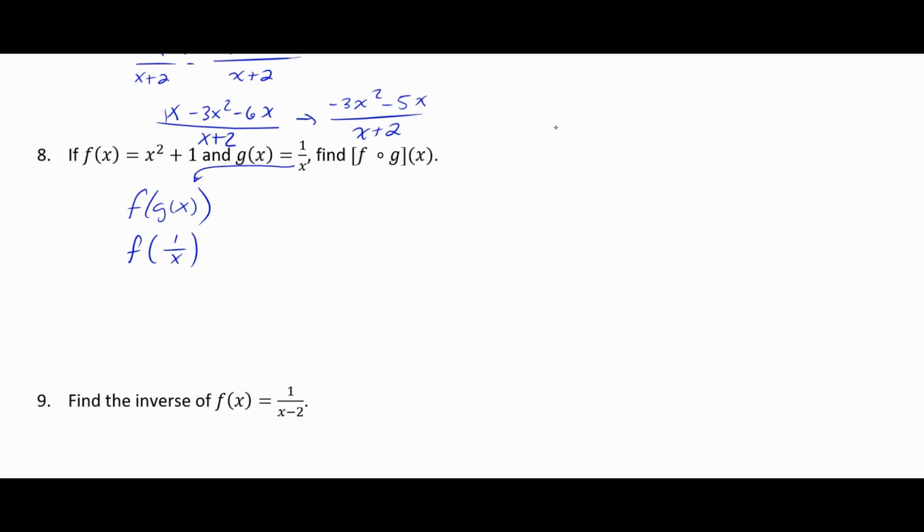Well, now wherever in this equation I see an x, instead of x, I'm going to substitute in a 1 over x. So now it's going to equal 1 over x squared plus 1. And we can simplify this a little bit. The square goes to the numerator and denominator. So 1 squared is 1 over x squared plus 1. That's going to be f of g of x.